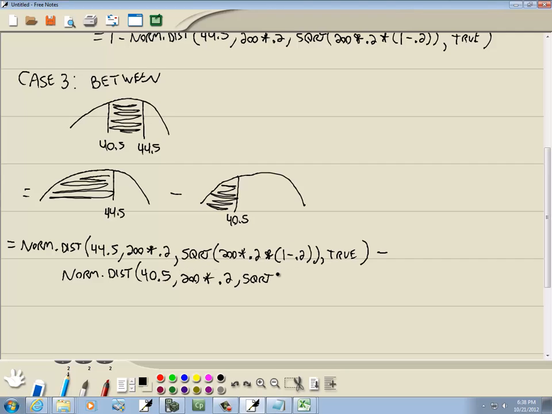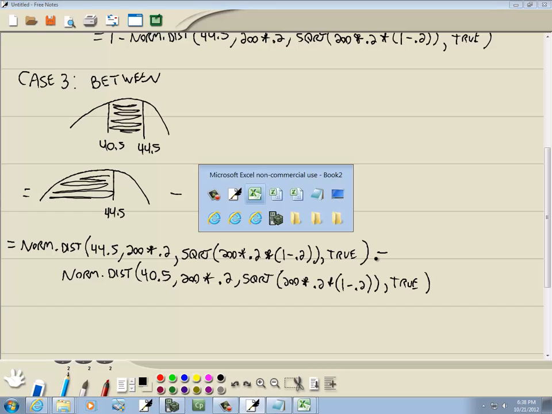Okay, all this is the same. That's why I'm not saying it. 0.2 times 1 minus 0.2, closing parentheses on 1 minus 0.2, closing parentheses on the square root, comma, TRUE, and then closing parentheses. Well, let's go put this in.